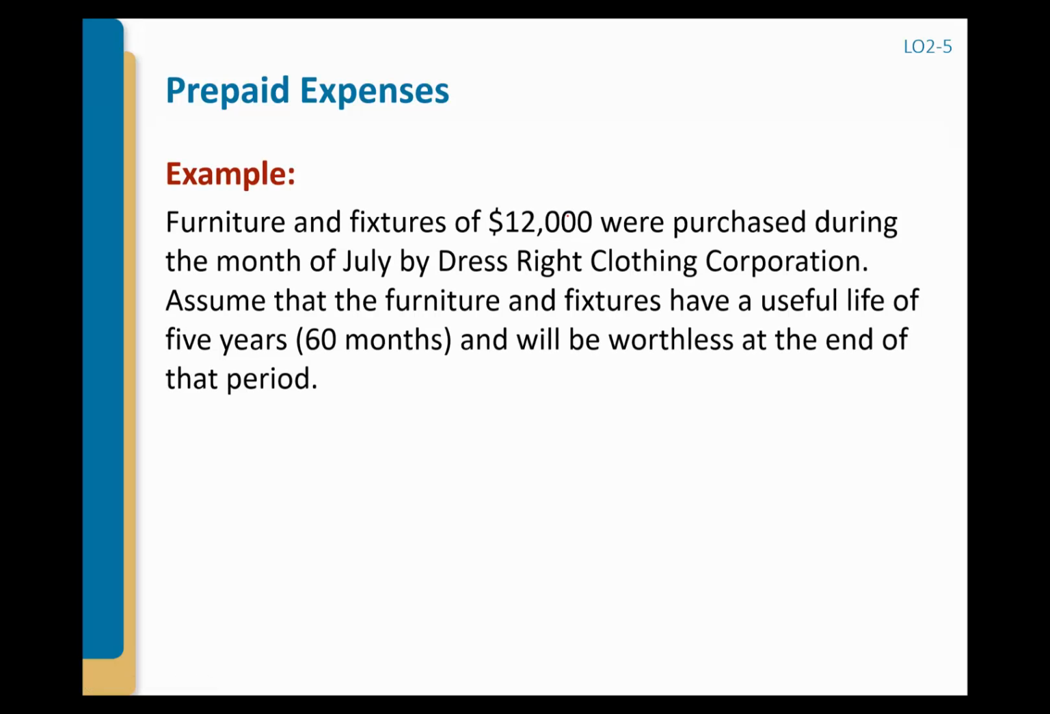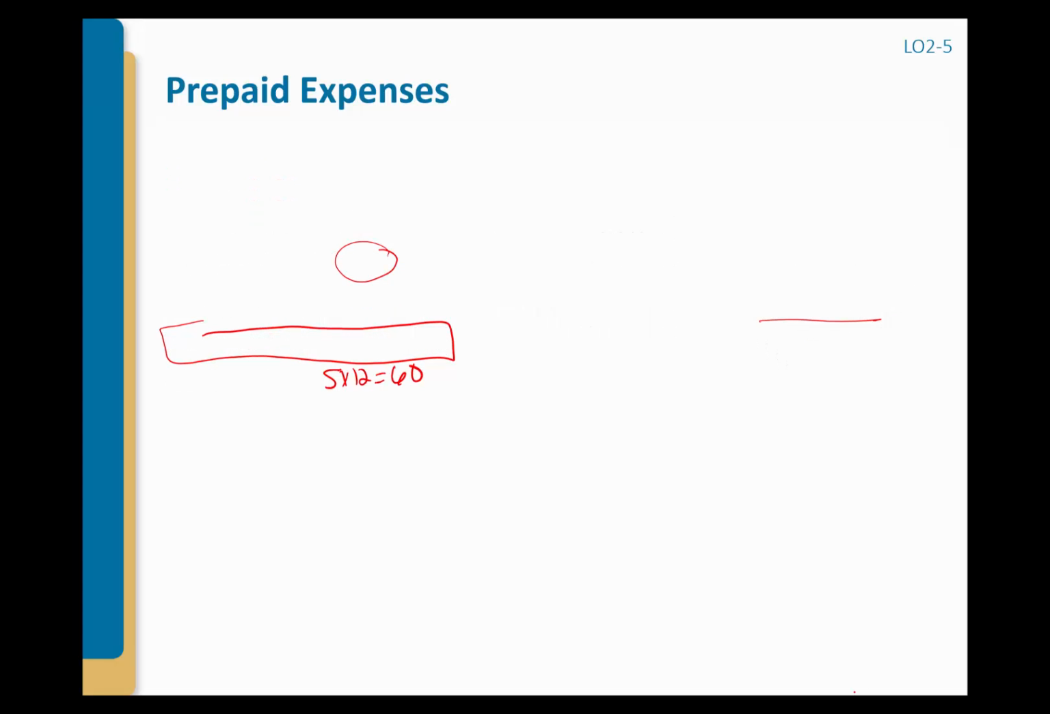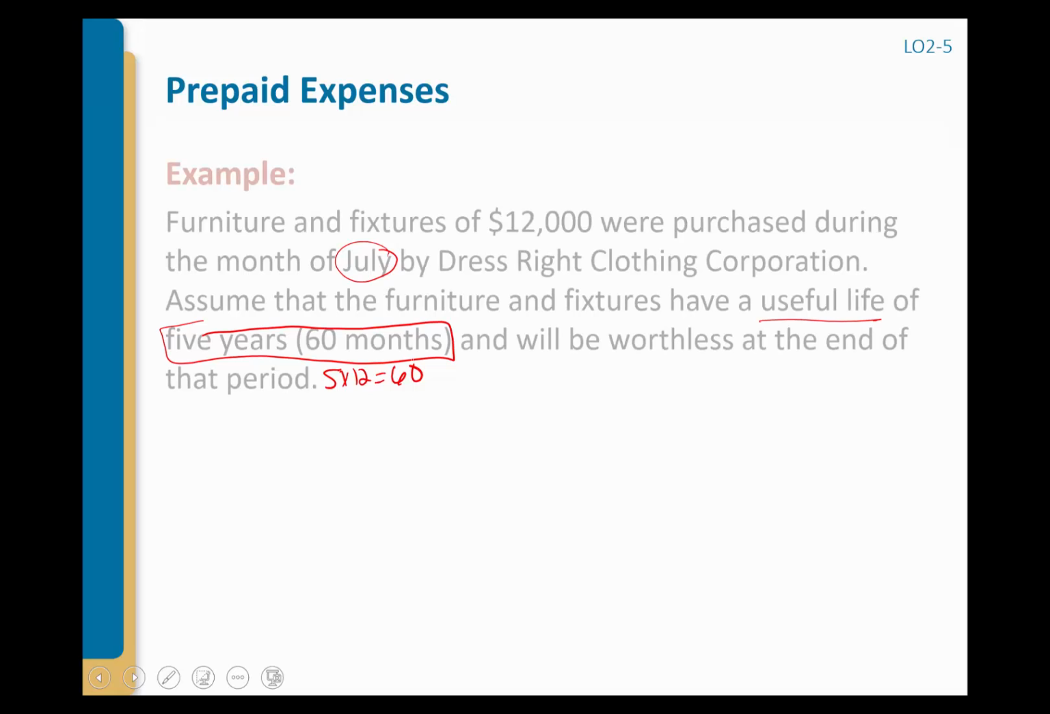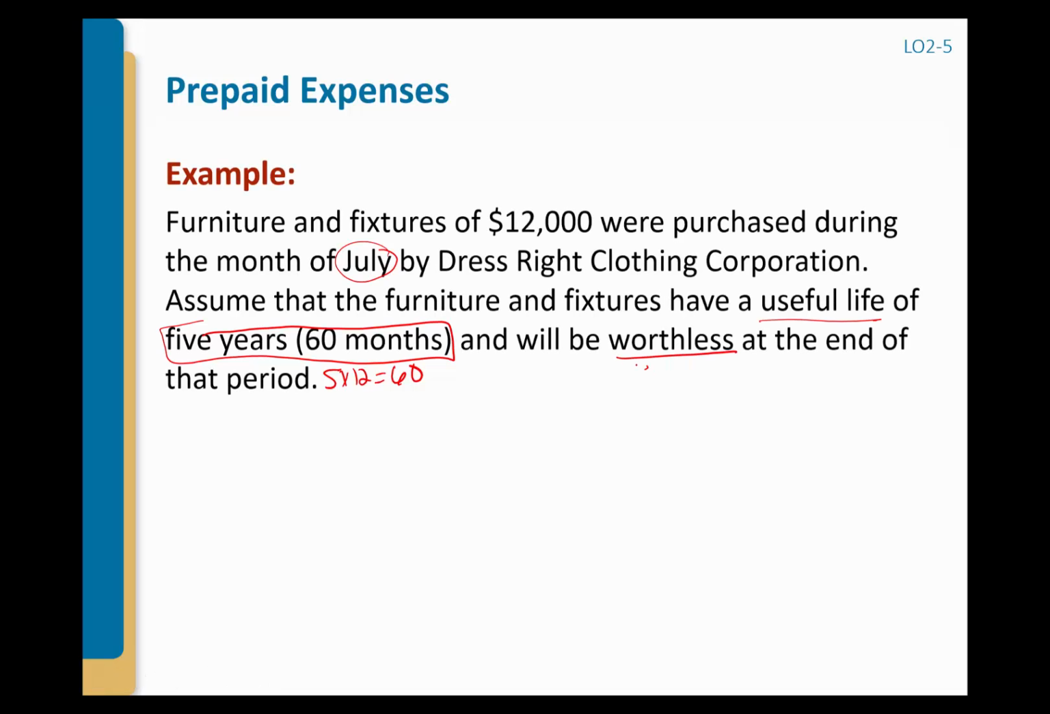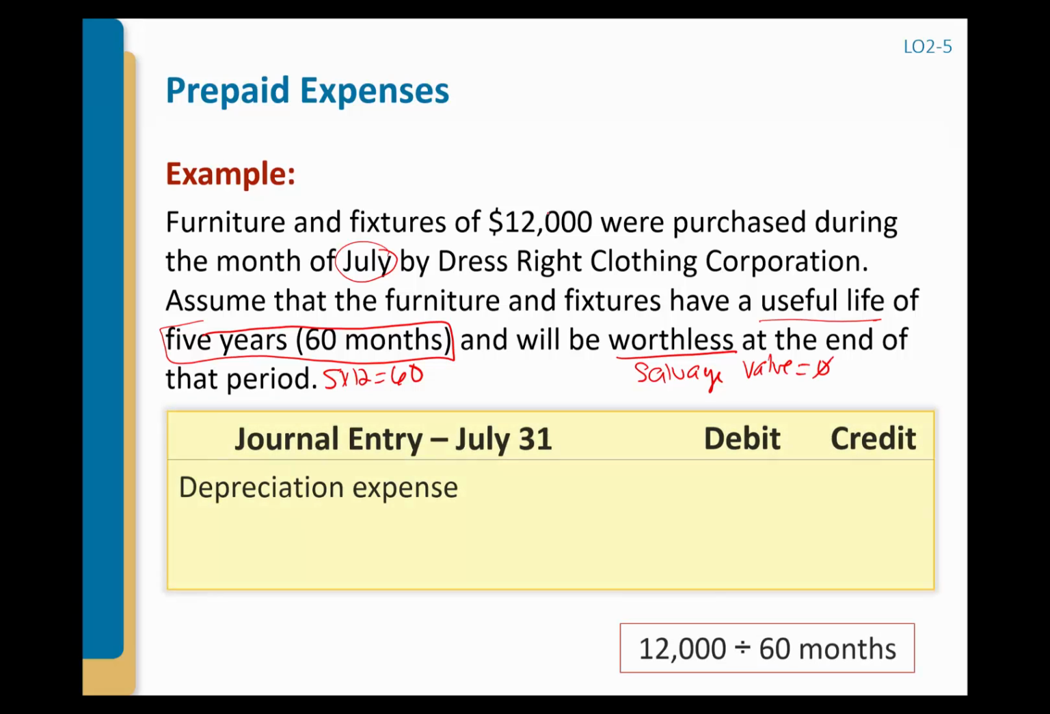An additional example is we have furniture and fixtures of $12,000 that were purchased during the month of July, and the furniture and fixtures have a useful life of 5 years or 60 months, and that's just 5 times 12 equals 60, and it would be worthless at the end of that period. So our worthless is actually showing us our salvage value. In this case, salvage value equals 0, which is very common in accounting.